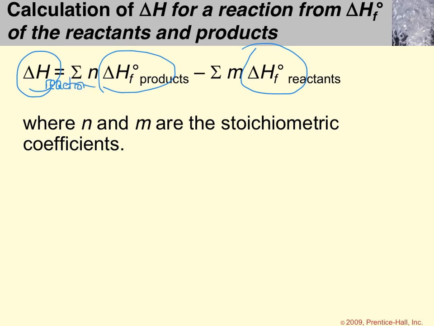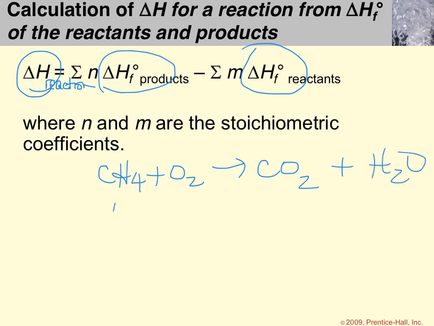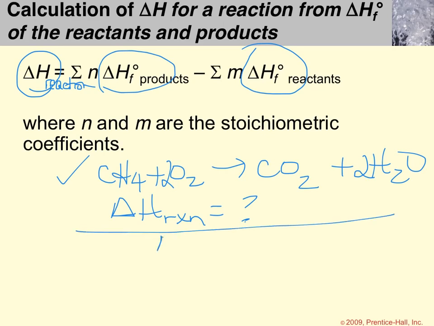So if I had a reaction, let's go back to burning natural gas, and I asked you to calculate the enthalpy of this reaction. I'm going to abbreviate reaction RXN. That's what chemists do. If I ask you to calculate the heat of reaction for this combustion reaction, one way to do it would be to look at a table of heats of formation.